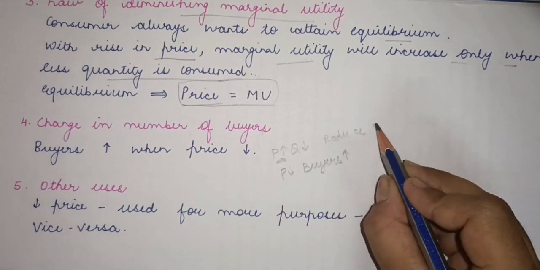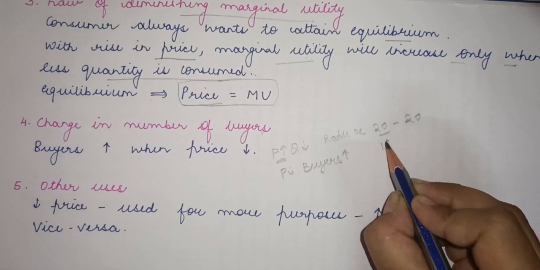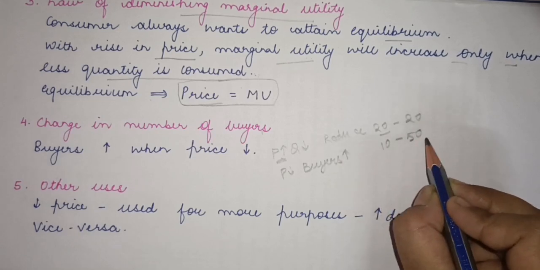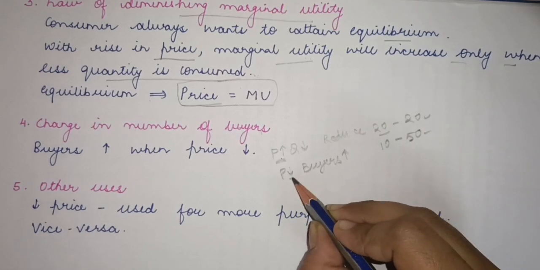Say a commodity was 20 rupees, then only 20 people were able to buy it. Now if the price is 10 rupees, then there will be maybe 50 people who will be able to buy it. That is why the quantity demanded will increase when the price reduces.